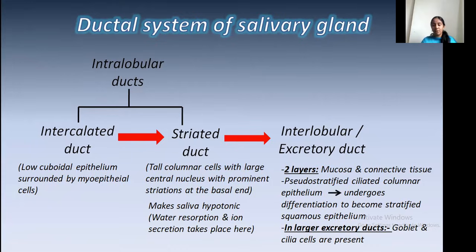Second is the interlobular or the excretory duct. It has two layers and it is the larger excretory duct, where you can find goblet and cilia cells. It has pseudostratified ciliated columnar epithelium, which undergoes differentiation to become stratified squamous epithelium of the oral cavity. You see the image.